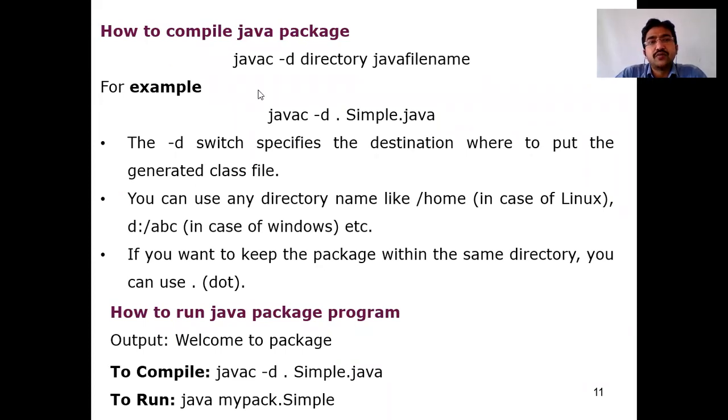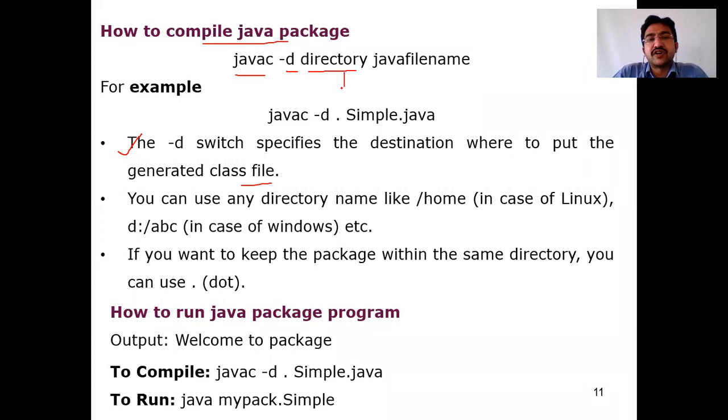Now see how to compile Java packages. We have to mention javac, the compiler, followed by -d, where -d specifies the destination where to put the generated class file. For every Java file you compile, example.java, it will create an example.class file, right? Where I need to keep that class file has to be specified. So to specify that destination, -d is the option followed by a space and then a directory.